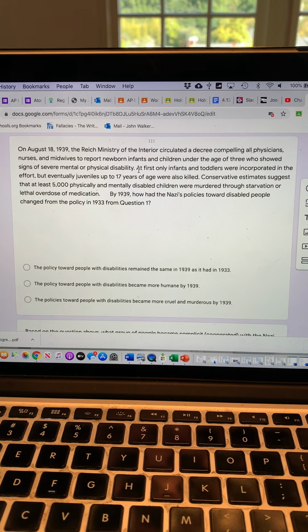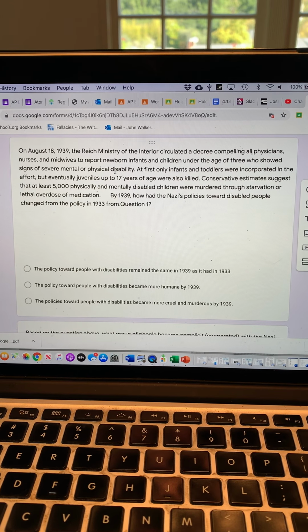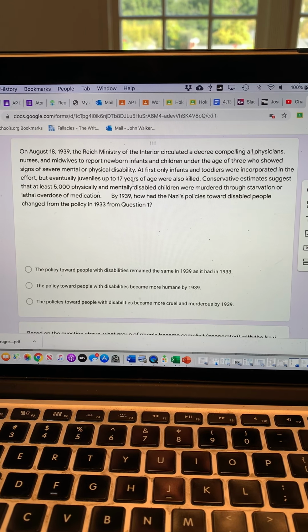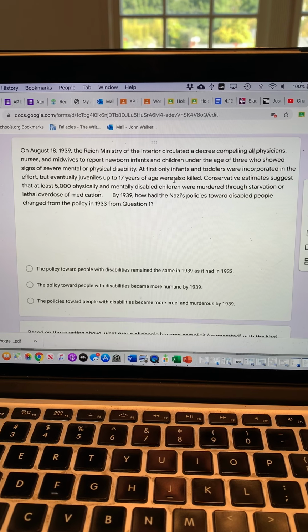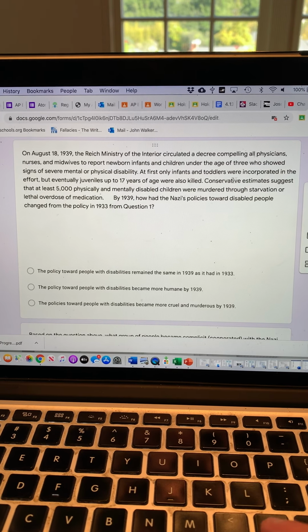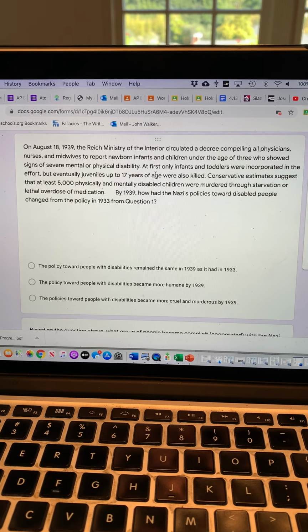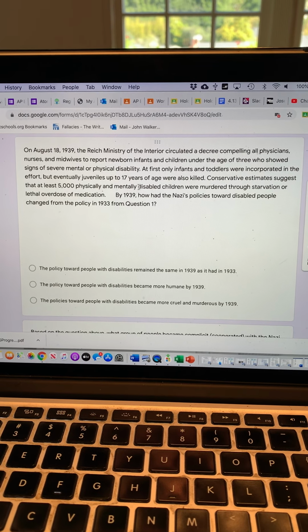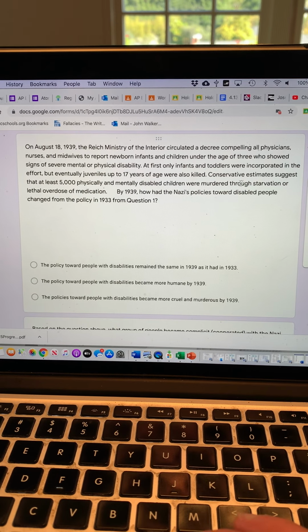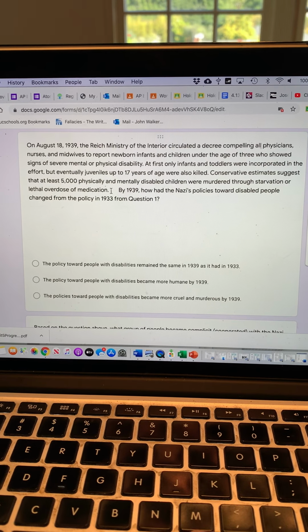At first, only infants and toddlers are incorporated into the effort. Eventually, juveniles up to 17 years of age were also killed. Conservative estimates suggest, so conservative estimates, this means that at the low side, at least 5,000 physically and mentally disabled children were murdered through starvation or lethal overdoses of medication.